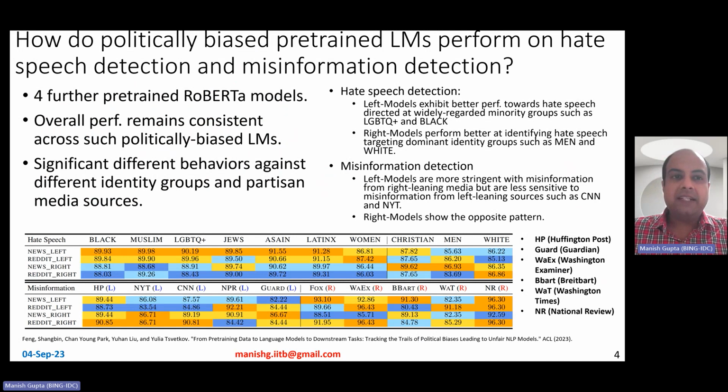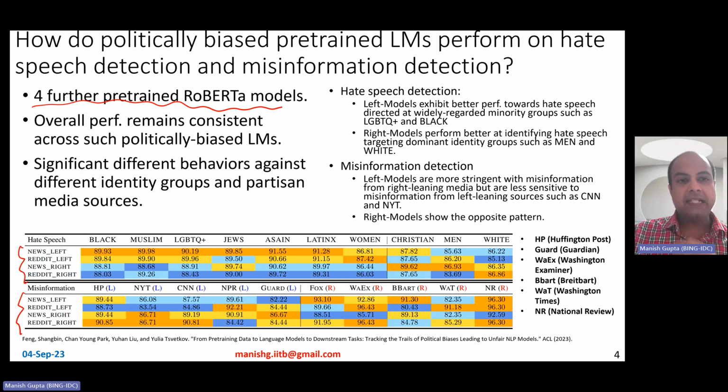So the next question that they try to answer is how do politically biased pre-trained language models perform on hate speech detection and misinformation detection? So they have experimented already with pre-trained models. They take those pre-trained models, specifically they take the Roberta model, which is neutrally pre-trained, and also they take 4 further pre-trained Roberta partisan models. So these are the 4 further pre-trained Roberta partisan models. Okay, out of the 6 that we just looked at, because you ignore the center one, you're left with left and right alignment for social media or news-based pre-training, right?